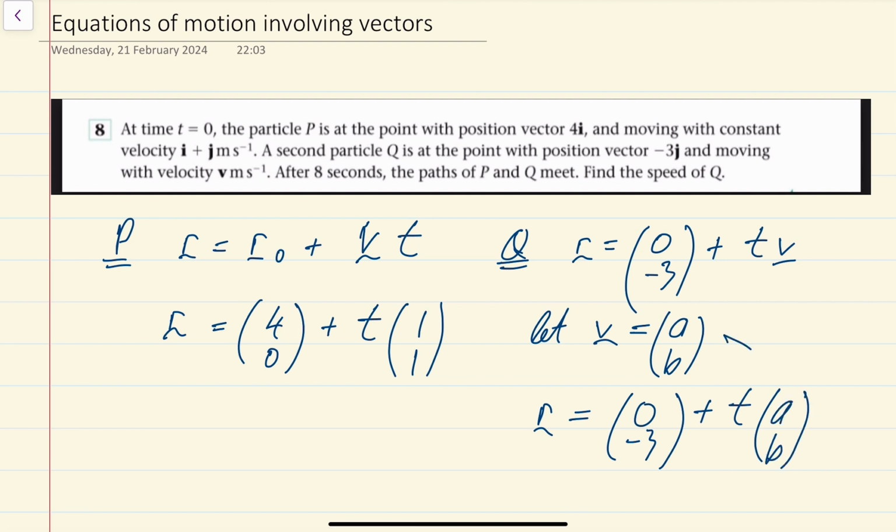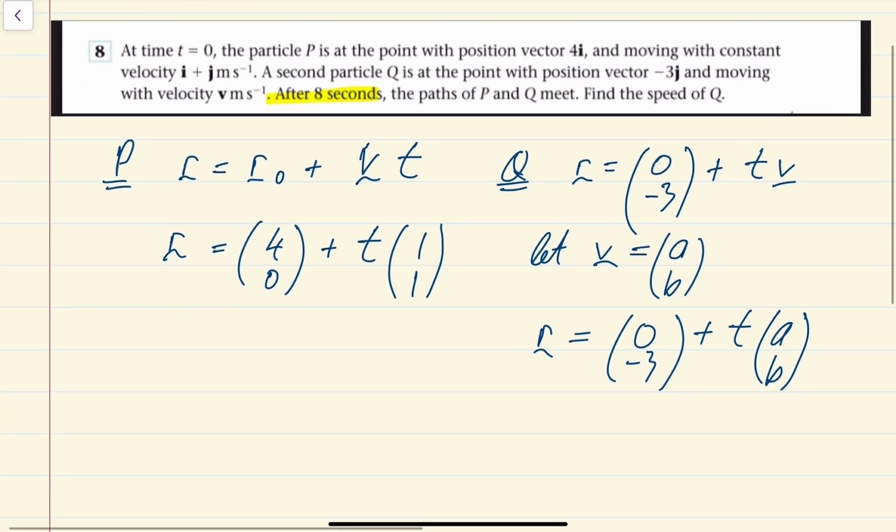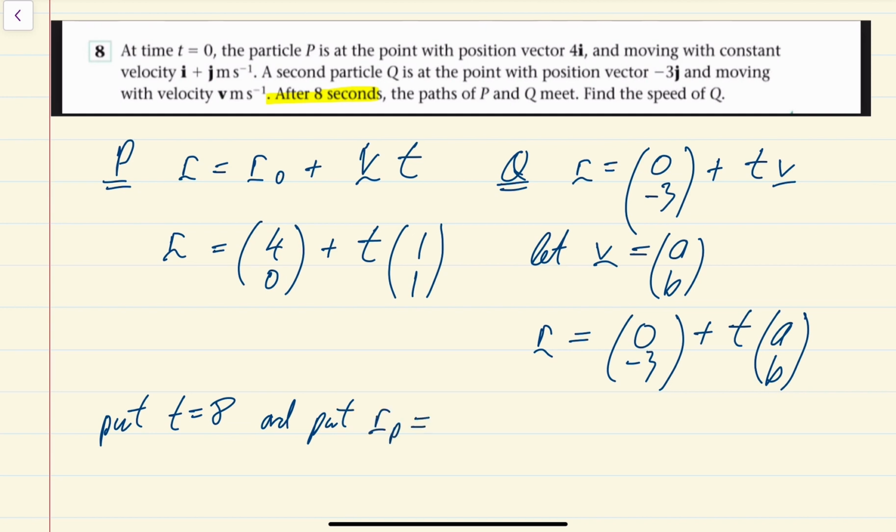We need to find this velocity first of all, and then once you find the velocity, we can find the magnitude of it to find the speed. Okay, what does it tell us then? It tells us after 8 seconds, the paths of P and Q meet, so they collide. That's a funny way of saying they collide, or they intercept each other, whatever way we want to put it. So what we're going to do is put t equal to 8 and also put r of P equal to r of Q.